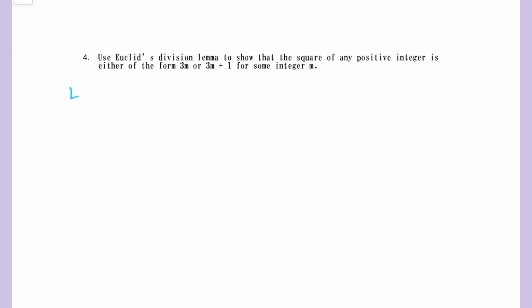Let a be any positive integer, and b equals to, b is nothing but the divisor, right? So that will be in the question itself. 3m plus 1, so that number 3 is the divisor, so the b value is 3. Let a be any positive integer and b equals 3.